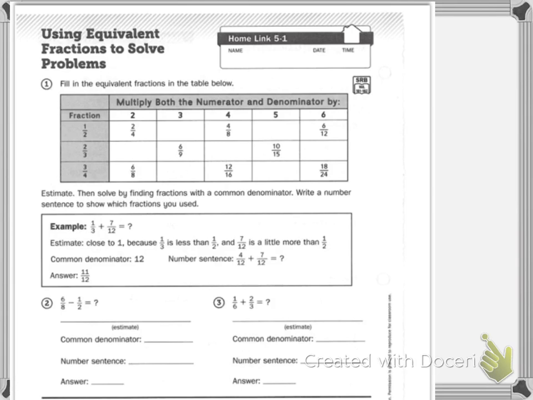So if I'm looking at the first fraction, 1/2, I multiply 1 by 3, I get 3. And then 2 times 3 is 6. So 3/6 is an equivalent fraction to 1/2. My next blank is a 5. 5 times 1 is 5. And then 5 times 2 is 10. 5/10 is an equivalent fraction to 1/2. You try the rest on your own.